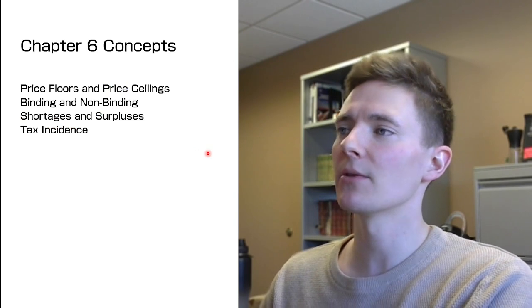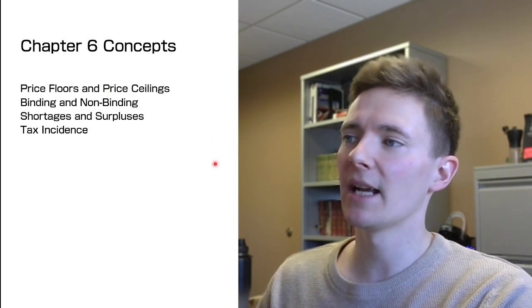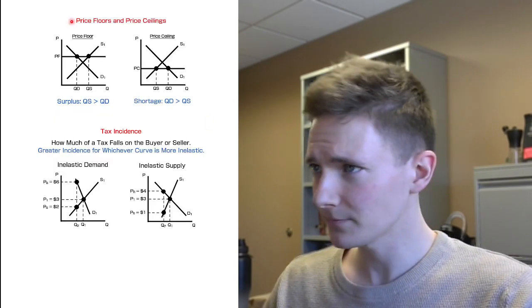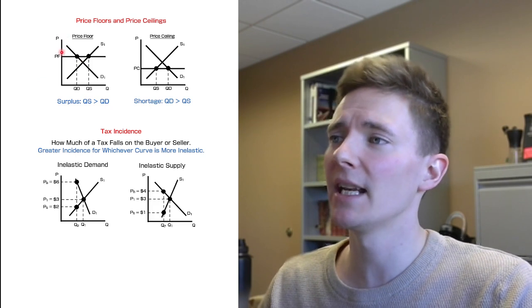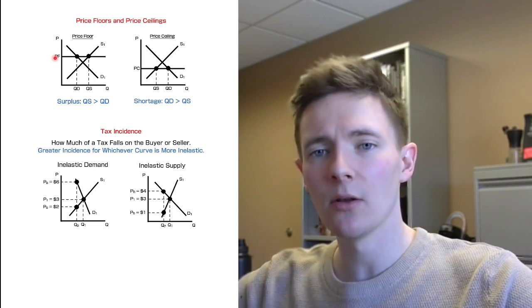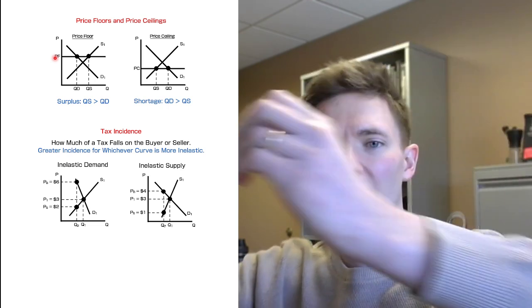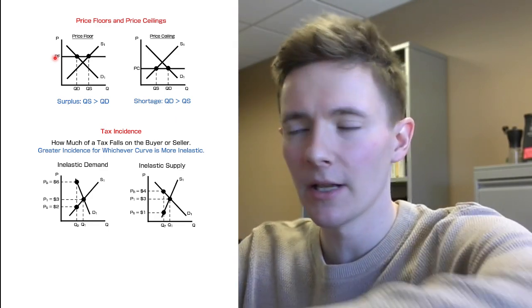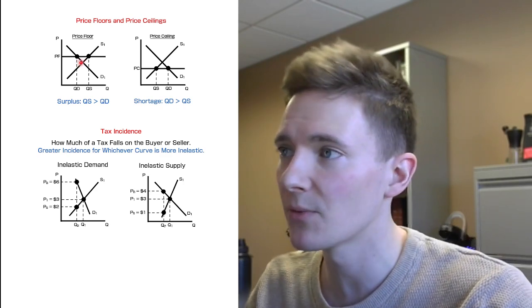Okay, chapter 6. This one goes quick. We have price floors and ceilings, binding and non-binding, shortages, surpluses, and tax incidence. So, price floor, price ceiling. This is a binding price floor. The floor keeps something from falling any lower from where it wants to go. So if I take my pen and my arm is a floor and I drop it, my arm keeps it from falling any further. Where prices want to go is equilibrium, right here.